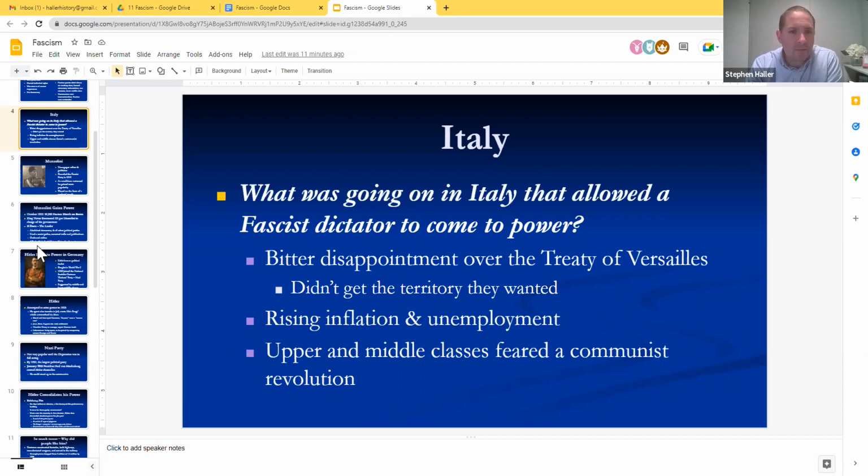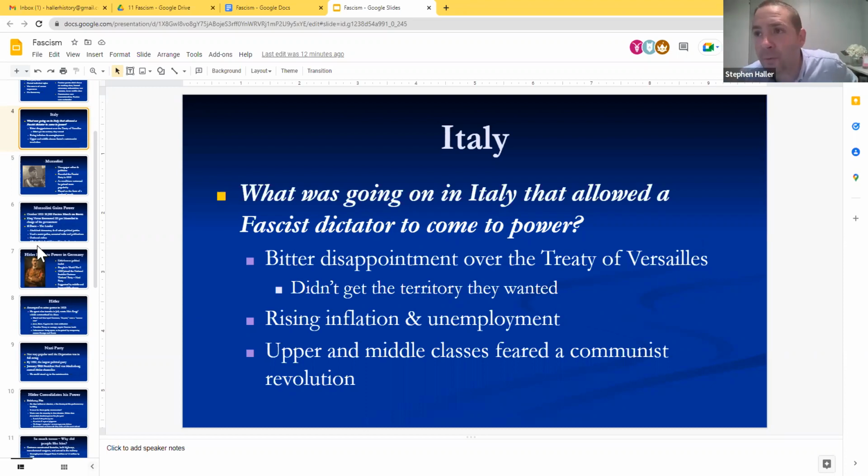And into this mix comes the fear of communism, right? By 1919, 1920, people know what's going on in Russia. They see the revolution that has just gone underway in Russia. They see the rise of the civil war that is going on in Russia. And the upper class and the middle class are fearful of that. They don't want to see Italy become communist as well. And again, remember, they hate one another, fascists and communists. So you can see why that tension would be there.